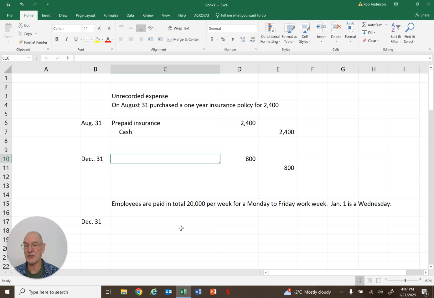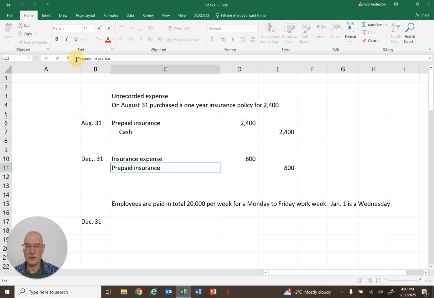And as you can guess, our debit is insurance expense. So we have incurred an expense, and we're going to credit prepaid insurance. Now, I won't necessarily talk about this for every entry, but I do want to just remind you what we've accomplished here. We have put $800 into the insurance expense account, which means our income statement is going to be more accurate.